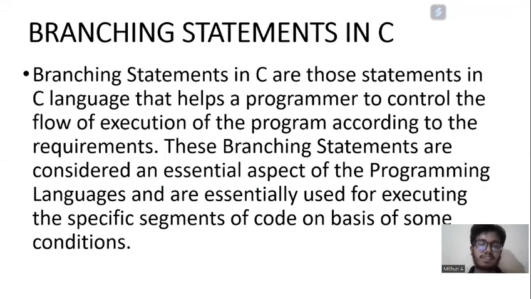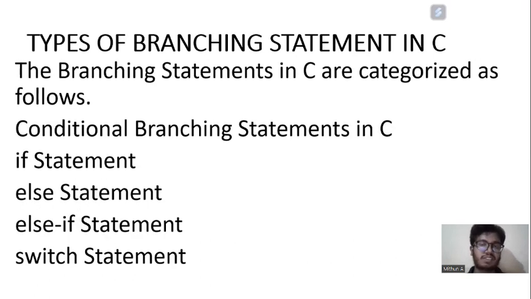So, branching statements in C. Branching statements in C are those statements that help a programmer to control the flow of execution of the program according to the requirements. These branching statements are considered an essential aspect of programming languages and are used for executing specific segments of code on the basis of some conditions. So, the types of branching statements in C. The branching statements in C are categorized as follows.